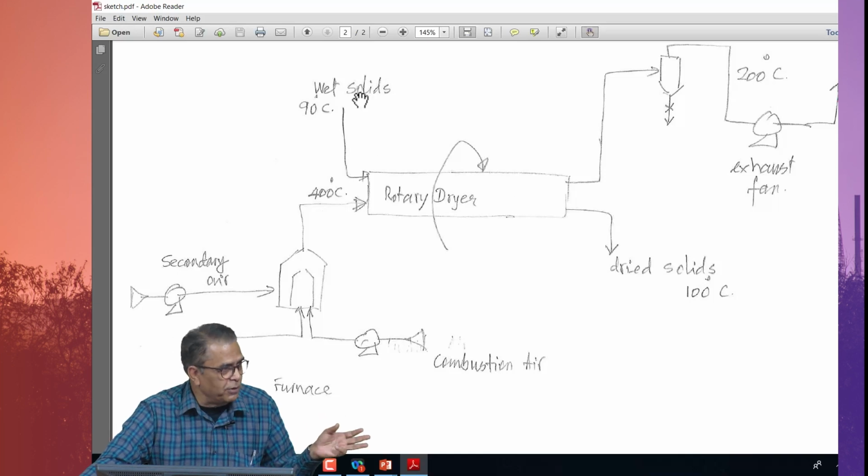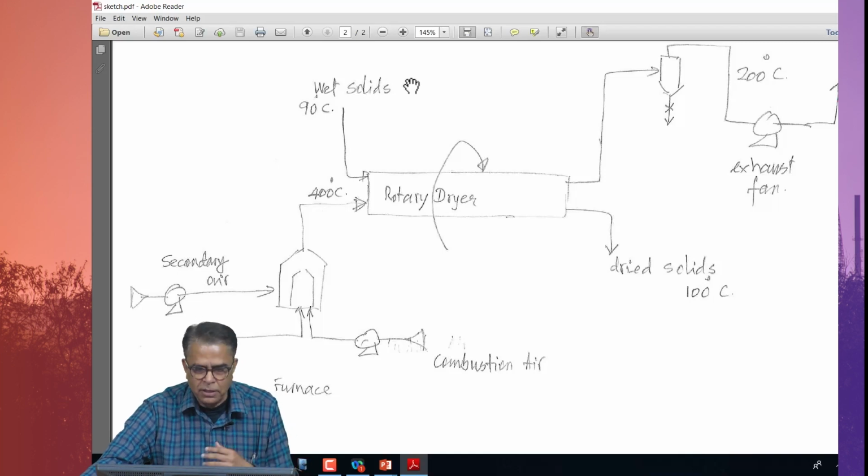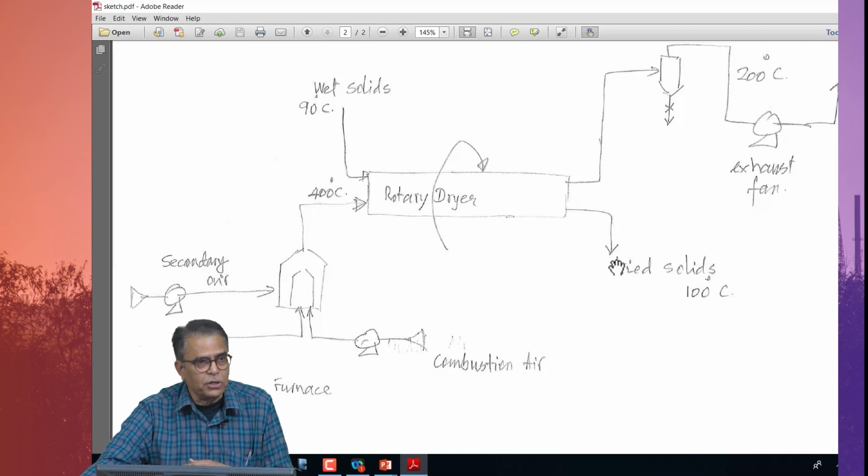Of course, for a given wet solid, if it comes in at let us say 8%, and the requirement is to bring it down to less than 0.5%, if you maintain the solids at 100 degrees, it is found that you reach that. So, these are the two endpoints.